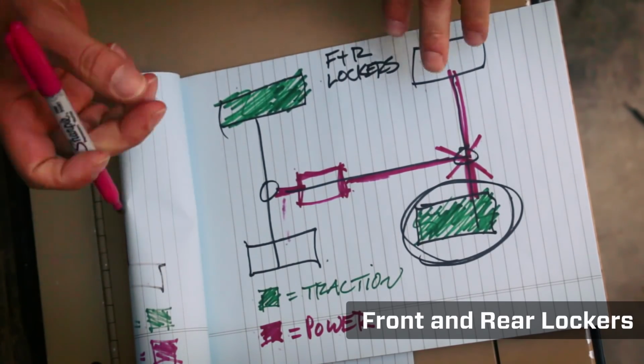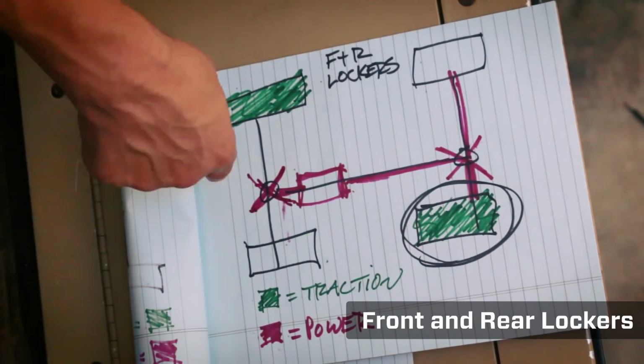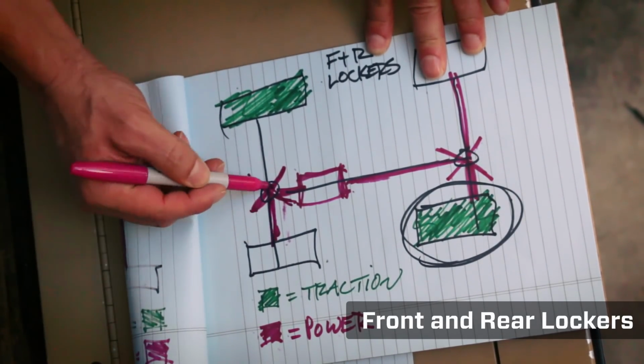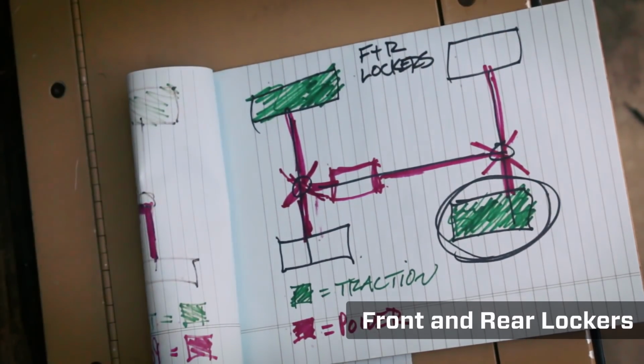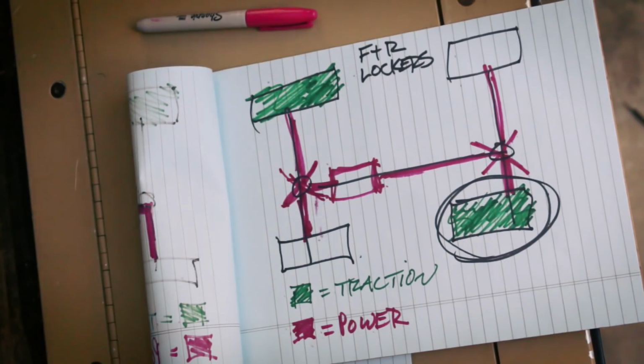So, now we add the front locker. And I hope it's clear by now. Now, power must be driven not only to both front tires, but to both rear tires. All four wheels, if you are locked rear, locked front, are going to spin. They must spin at the same time. So if only one tire has traction, you're moving forward. And that is the advantage of a fully locked rig. Front and rear locking differential.